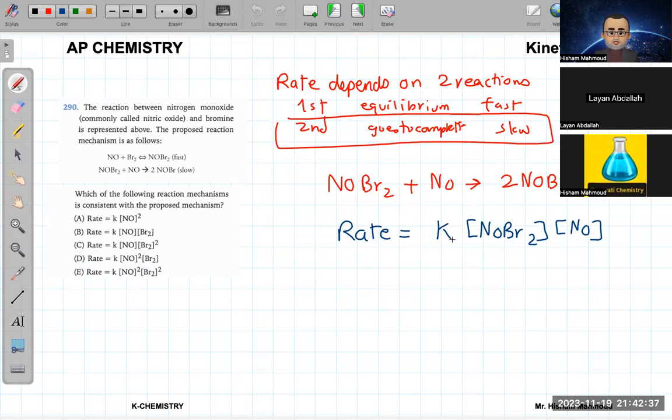So this is a slow step of a multiple step reaction. The rate is equal to K. This is 1 mole, so it will be to the power of 1 of that reactant, and 1 mole, so it's to the power 1 of that reactant. At the same time, this NOBr2 is an intermediate, so it goes inside this reaction. It's true that it determines the rate from here, and it also determines the rate here.